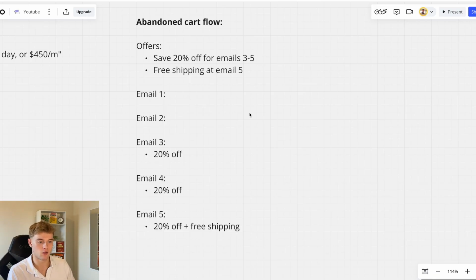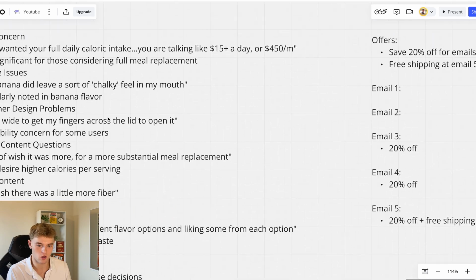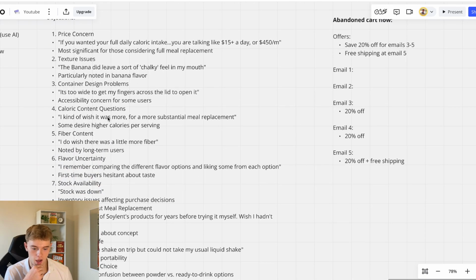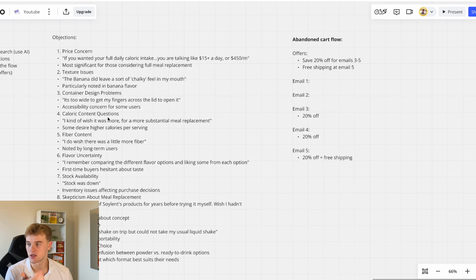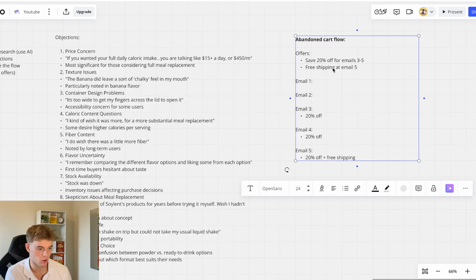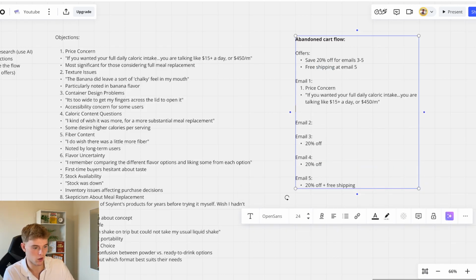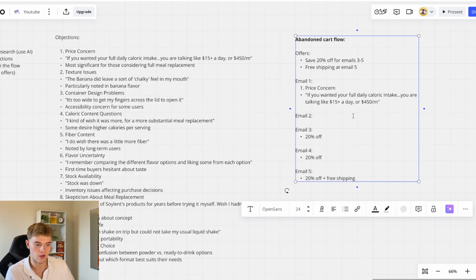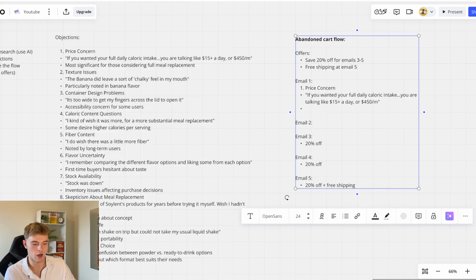So we're going to want to refer back right here to our most common objections. Obviously this is going to be a lot different based on your brand, but for this one, let's address the price concern right off the bat, because as we mentioned, that's going to be really important in getting people over that hump to make that purchase. So email 1, we're going to focus on the price concern, and that's going to be the whole email. On top of that, I'm going to want to add in some social proof, so reviews that address it being worth the price.